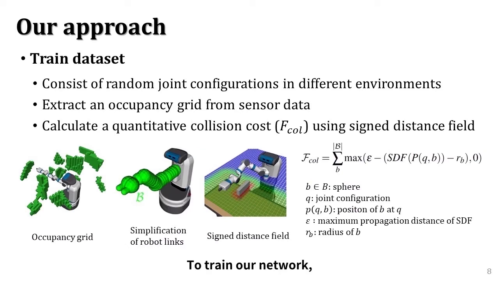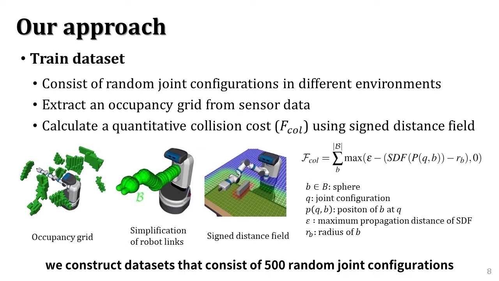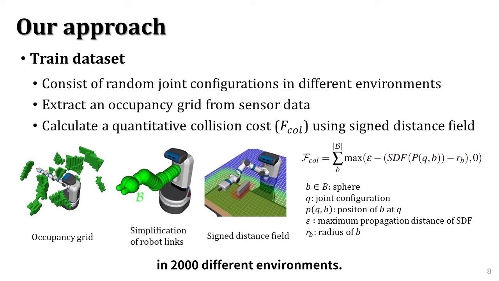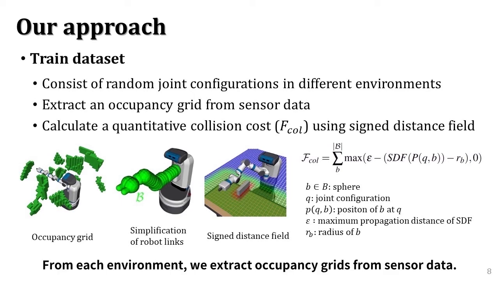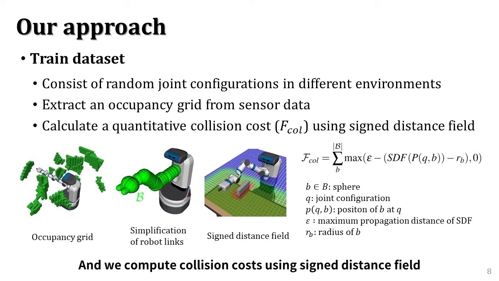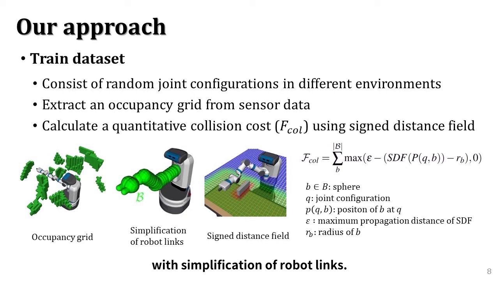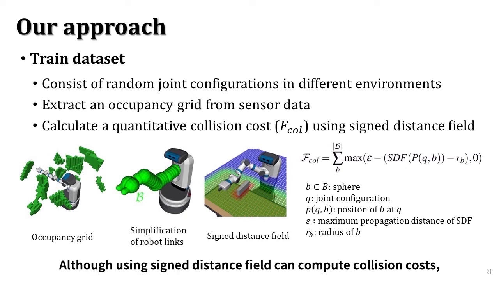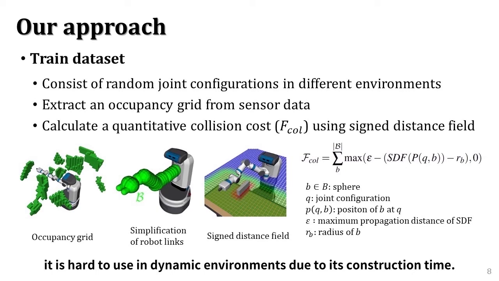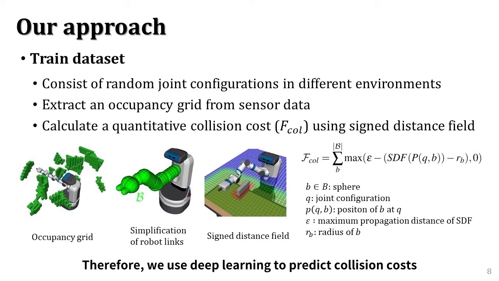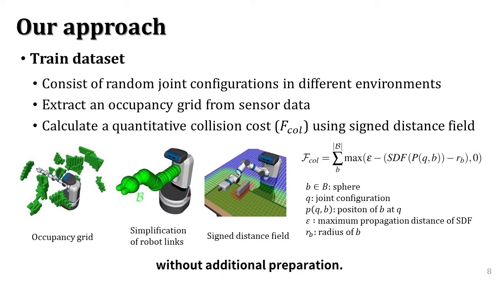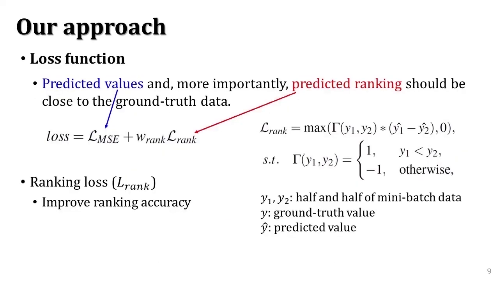To train our network, we construct datasets that consist of 500 random joint configurations in 2,000 different environments. From each environment, we extract occupancy grids from sensor data. And we compute collision costs using signed distance field with simplification of robot lengths. Although using signed distance field can compute collision costs, it is hard to use in dynamic environments due to its construction time. Therefore, we use deep learning to predict collision costs without additional preparations.